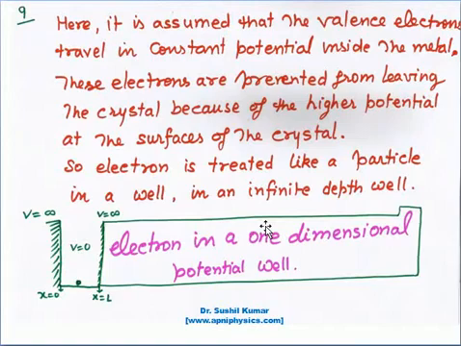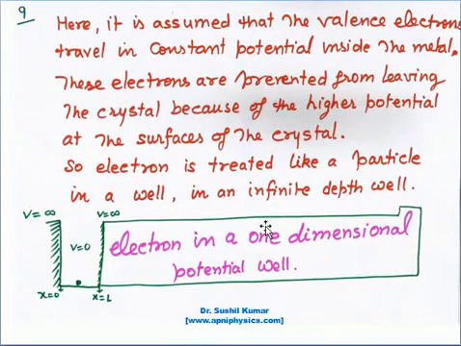And second point, we are saying that these electrons cannot escape automatically from the surface of the crystal. So it means the surface of the metal has a higher potential. On the other hand, one can say that potential is infinite. So the electron cannot jump from or leave the crystal surface. So the electron is treated like a particle in a well, that is, in an infinite depth well.